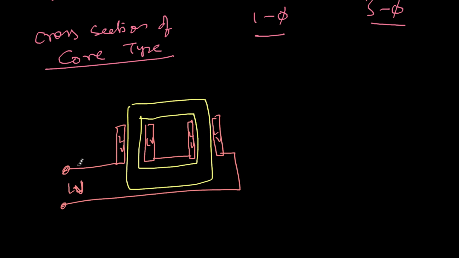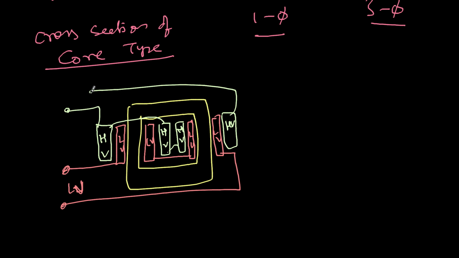Now on top of it I'll have the high voltage winding cross section. So this is high voltage, this is high voltage. This is again high voltage, this is high voltage. And together the high voltage, this is connected here and this is connected here, and this is finally coming out as the high voltage terminals. So basically this is the core and these are the coils. The coils are encircling the core. So that is why it is called a core type.